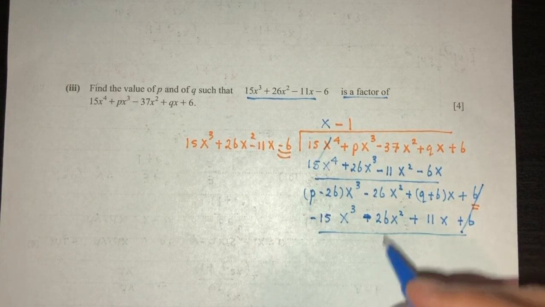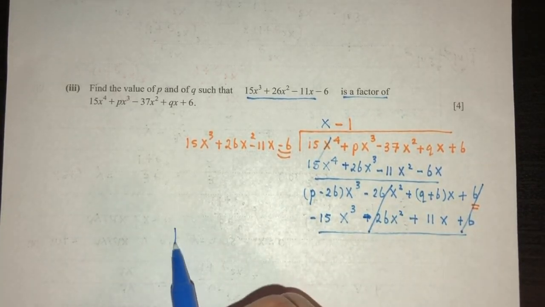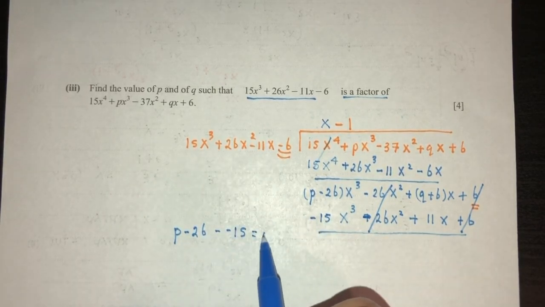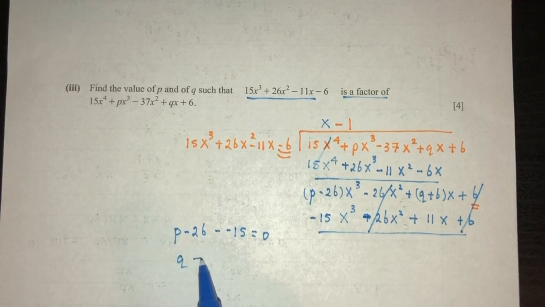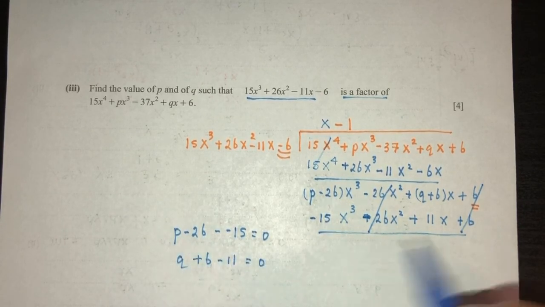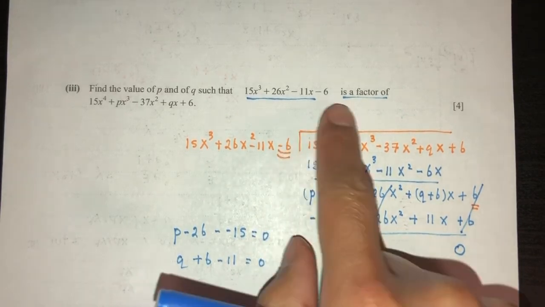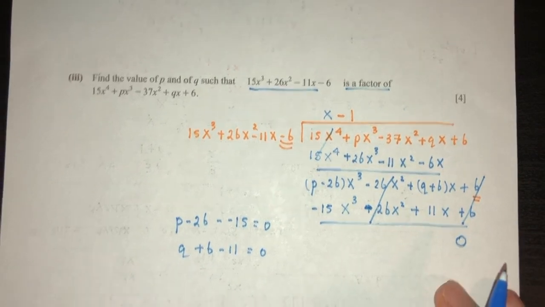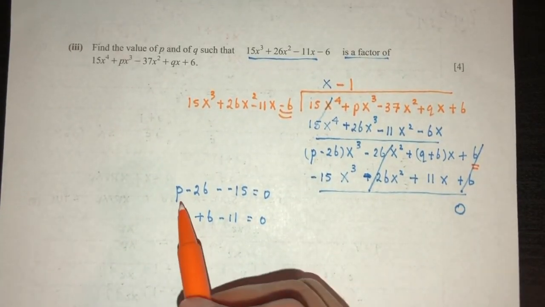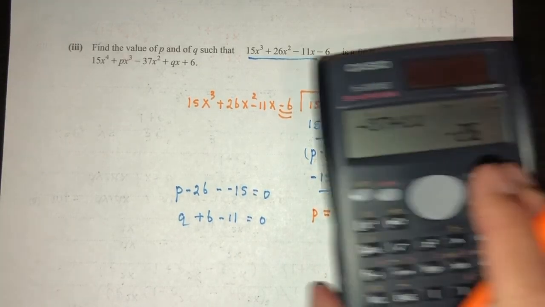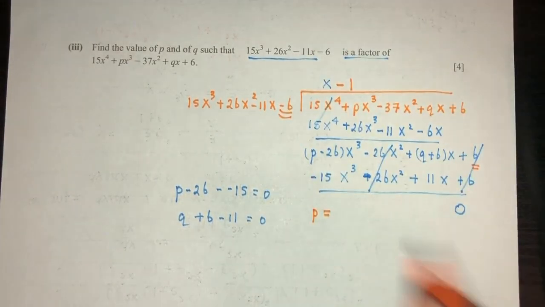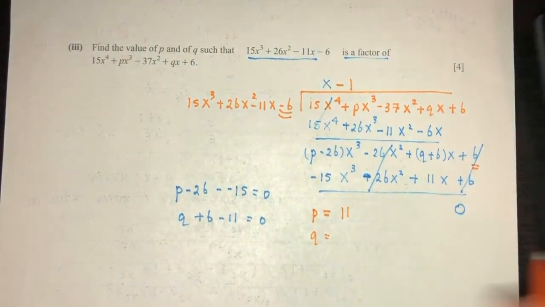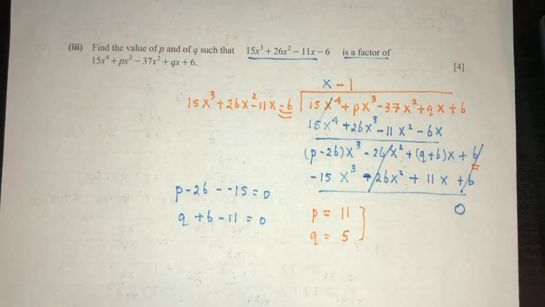So this is supposed to give you 0, it needs to be cancelled out. This also needs to be cancelled out, so you know that p minus 26 minus 15 has to give you the value of 0. Also for this one, q plus 6 minus 11 has to give you 0, because there is no remainder, because we know that this is a factor of this. When you divide by this, the remainder has to be 0. Okay, so now let's find the values of p and q. So p has to be minus 26 plus 15, send this over here, it becomes 11, and q will be 6 minus 11, that will be 5. So this will be the value of p and q.